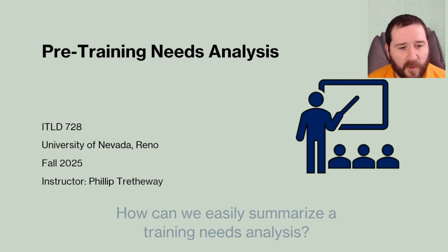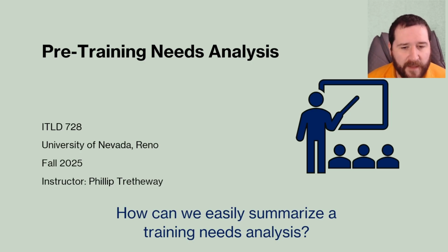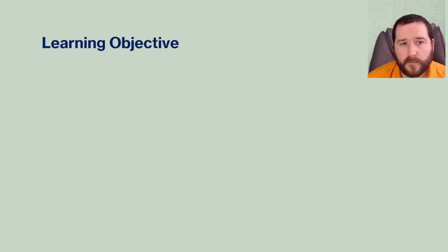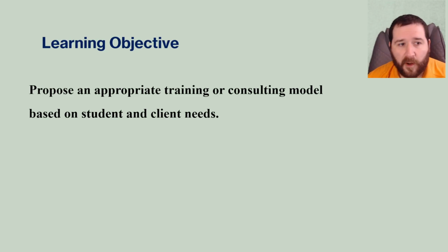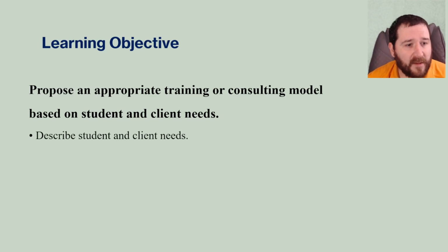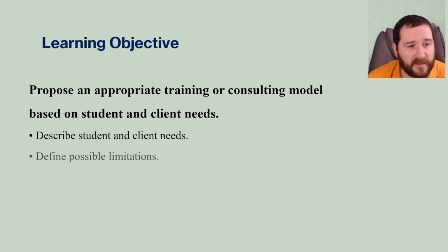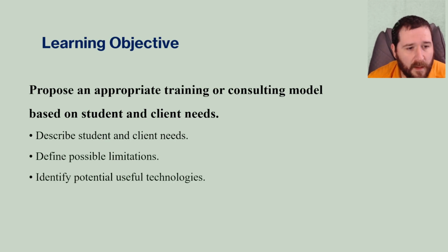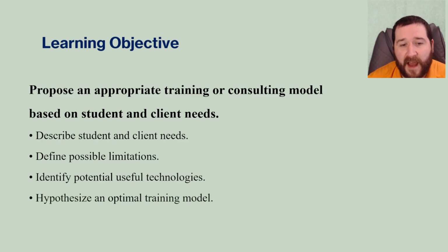Today we're going to take a look at the question, how can we easily summarize a training needs analysis? Specifically, we're working on our learning objective from last week, with our goal being to propose an appropriate training or consulting model based on student and client needs. We're going to look at how to do that today in a logic model. More on that later. But ideally, you will be able to describe student and client needs, define possible limitations, identify potential useful technologies, and hypothesize an optimal training model by the end of this unit.